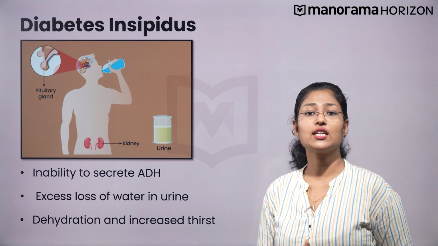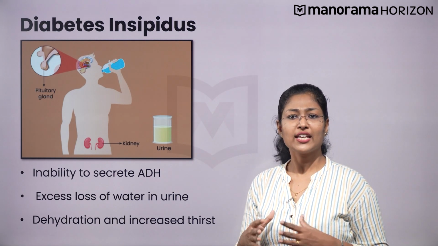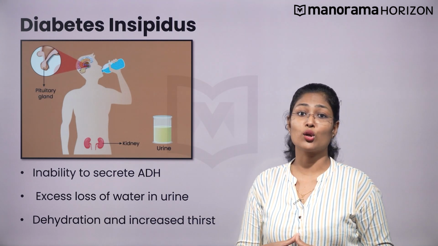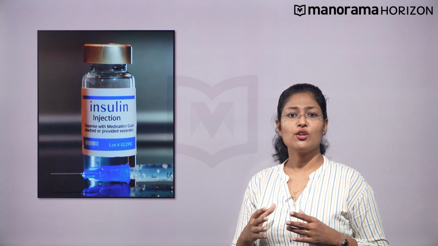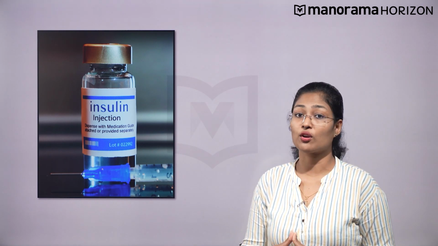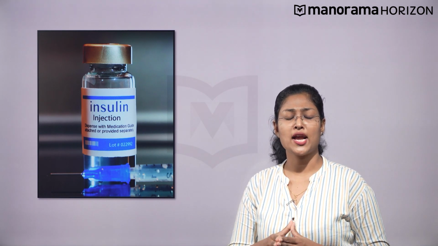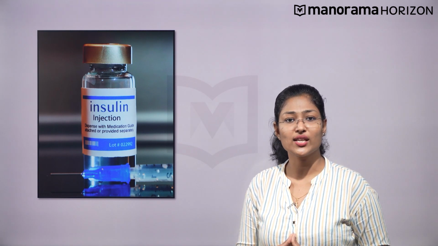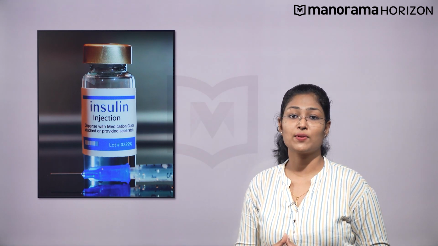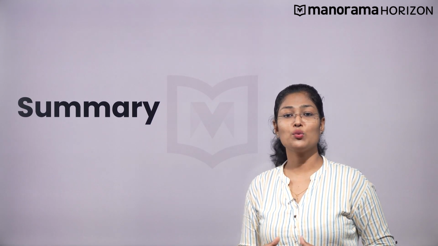Now that you have learned about the hypothalamus and the pituitary gland and their hormones, can you name some other hormones secreted by other endocrine glands and their role in the body? You might have heard about diabetes caused by the reduced secretion of insulin hormone, right? It is a common disease nowadays. Can you name the endocrine gland that secretes insulin? We will discuss the endocrine glands and their hormones in the respective functions in the next video. Now, let us summarize what we have learned.